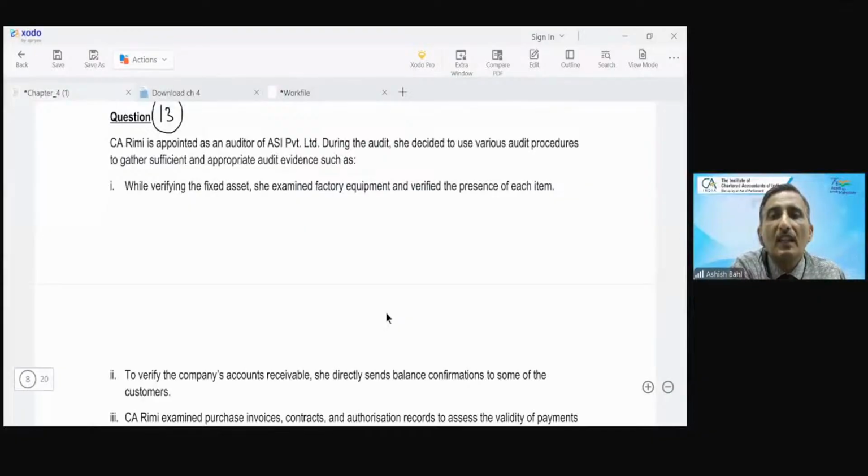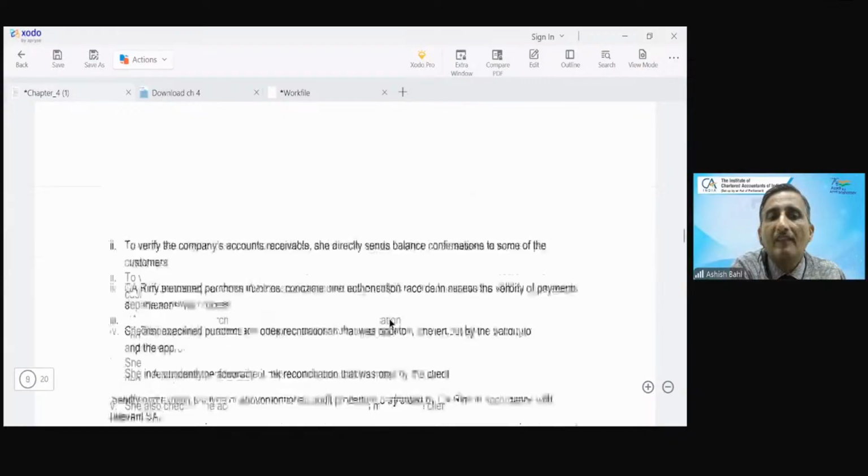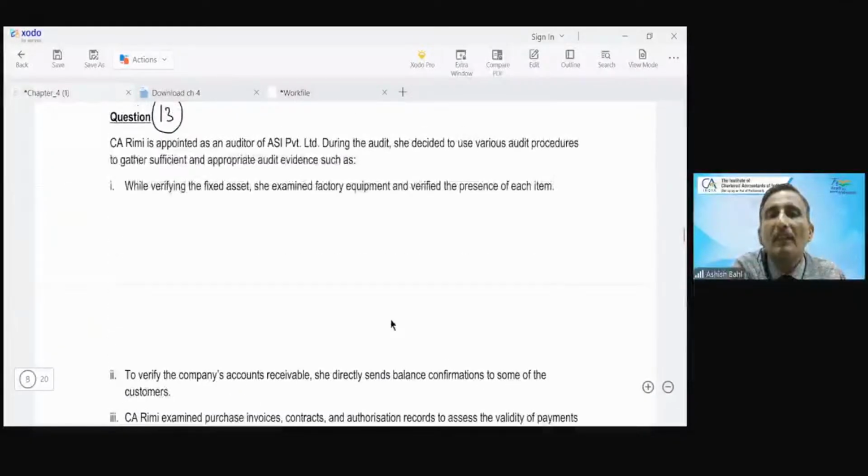Now, this question is about audit procedure, students. So 5 situations are given. You have to identify which audit procedure is being performed. Simple, very simple. While verifying the fixed assets, the auditor examined factory equipment and verified the presence of each item. Which procedure is being performed? He has just seen that this item is present. She has examined the asset.